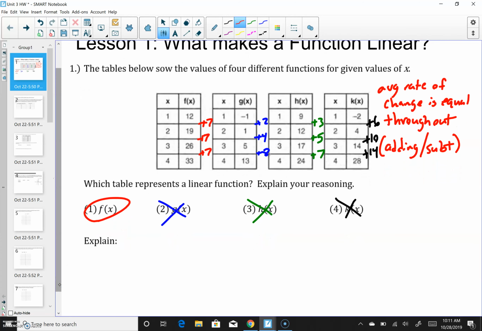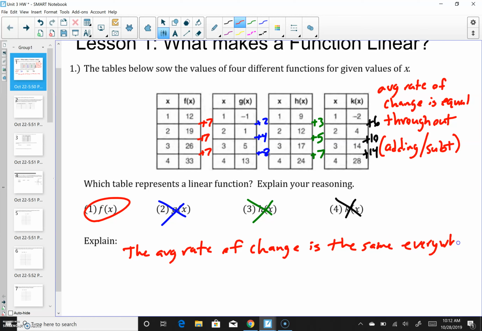And again, if we were going to explain why that is, the average rate of change is the same everywhere. And that key piece is everywhere. It's got to be in all facets of the table, all facets of the equation. Every time you do the average rate of change for something, it has to be the same if it's going to be a linear function.